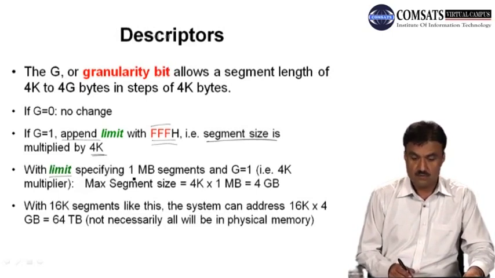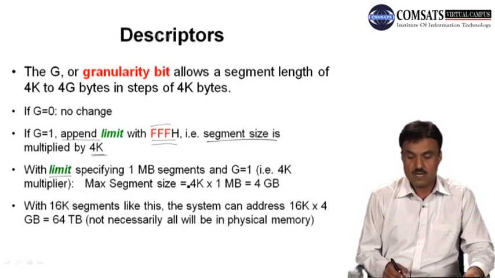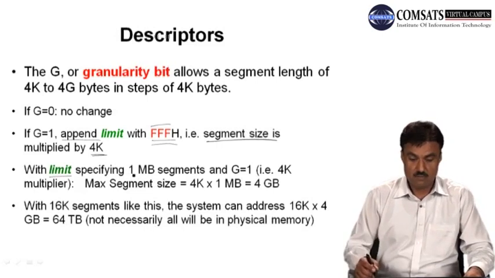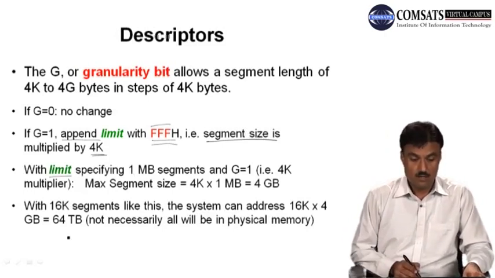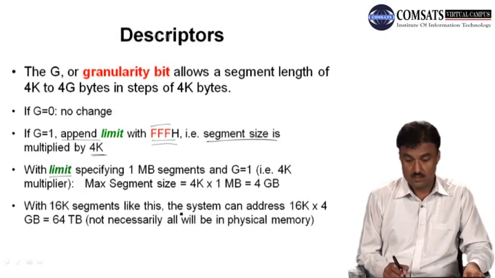With the limit specifying 1 MB segments and G equal to 1, with the 4K multiplier, the maximum segment size is 4K multiplied by 1 MB, which is equal to 4 GB. So actually the limit is 2 bytes long, so 2 raised to that power will be a 1 MB segment. If G is 1, then we multiply with 4K, so the maximum size will be 4 gigabytes. With 16K segments like this, the system can address 16K multiplied by 4 GB.